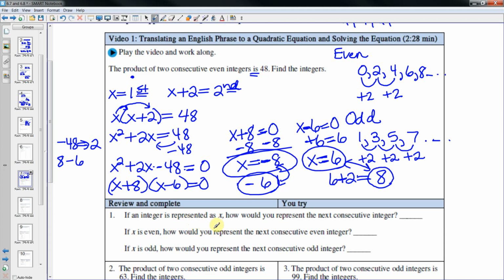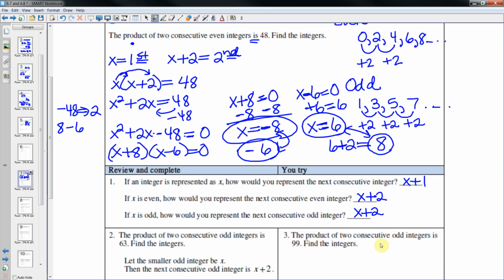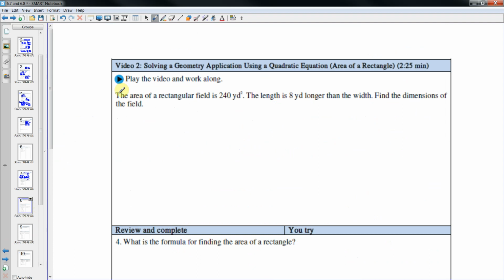So if an integer is represented as x, how would you represent the next consecutive? That would be x plus 1. For evens, the next integer would be x plus 2. For odds, the next one would be x plus 2. So that's how you do an even and an odd integer when we multiply. Okay, let's go to the next page and we're going to do a rectangle problem.